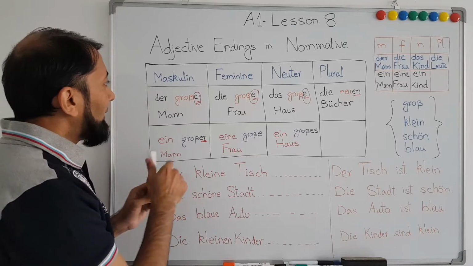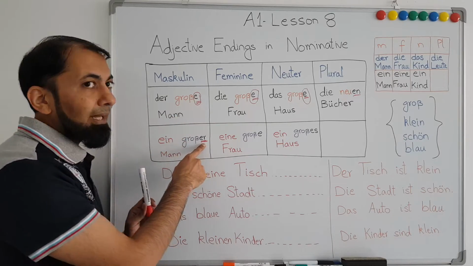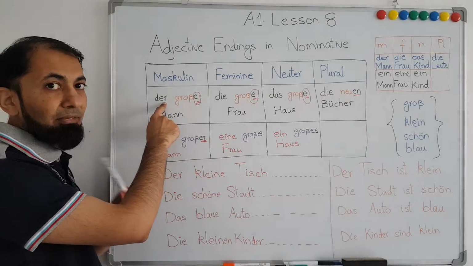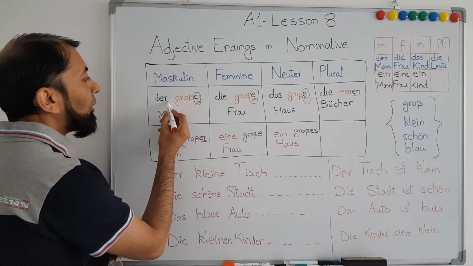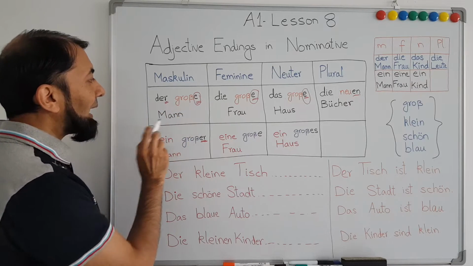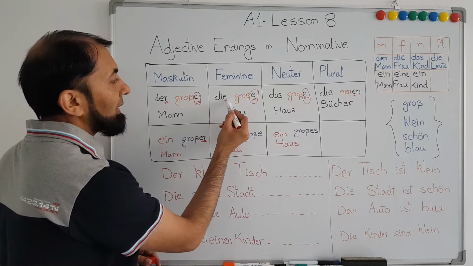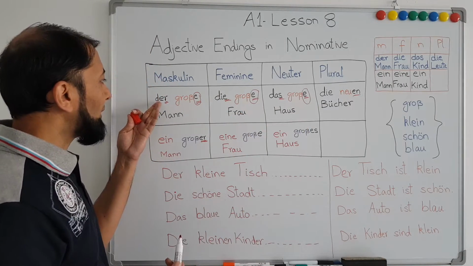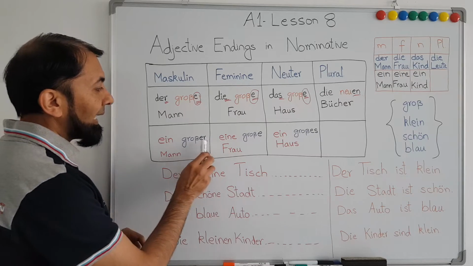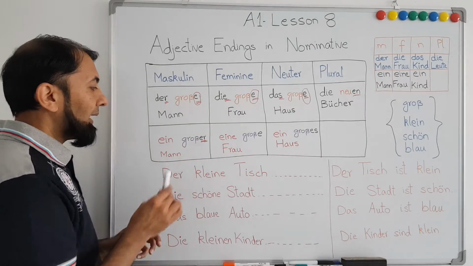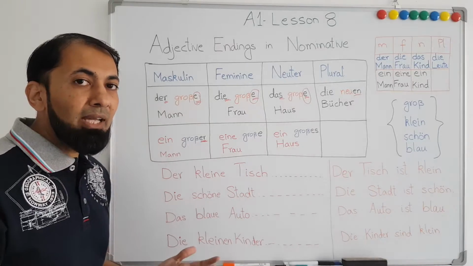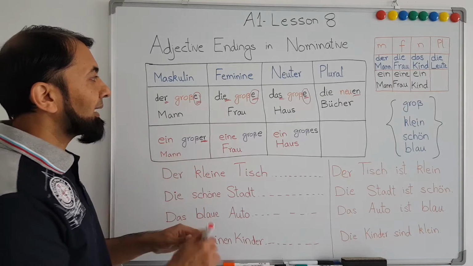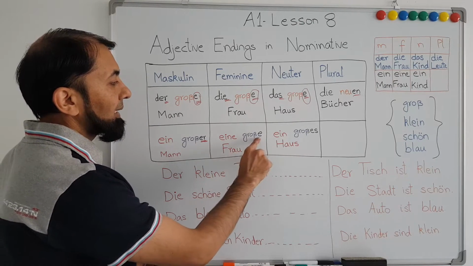Basically. So where is this r or er coming from? If you look at the definite article, the last letter of all three articles is important, because that is going to shift to the end of the adjective, and that is going to identify whether the noun is masculine, whether the noun is feminine.